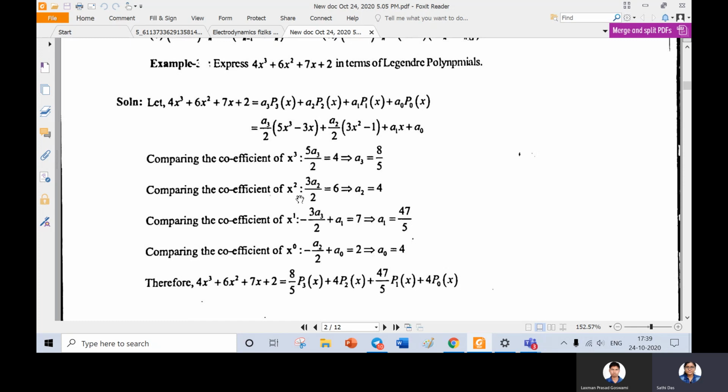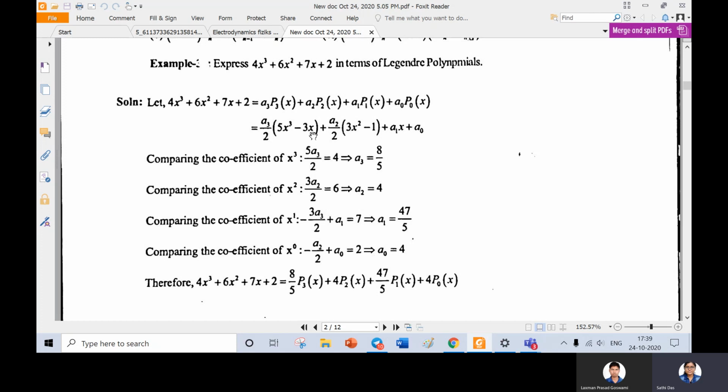Similarly, compare the coefficient of x square. You will get a2 equals 4. Compare the coefficient of x. I think you understand what we are doing here. Look here, the coefficient of x cube here is a3 times 5 divided by 2, and here the coefficient of x cube is 4. So a3 times 5 divided by 2 should be equal to 4. Similarly, if you compare the x square term, that is a2 into 3 divided by 2, it should be equal to 6, meaning 3a2 by 2 equals 6.